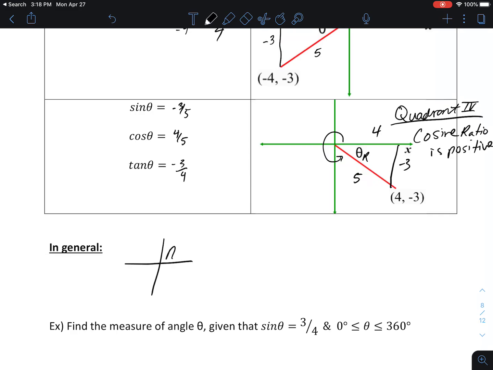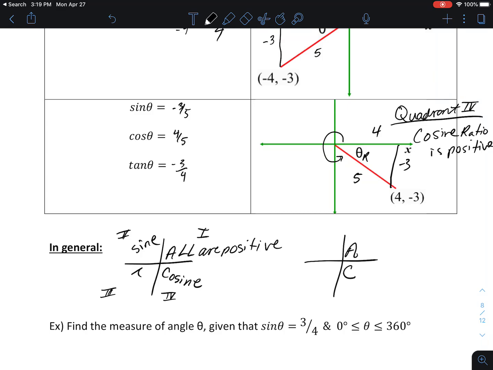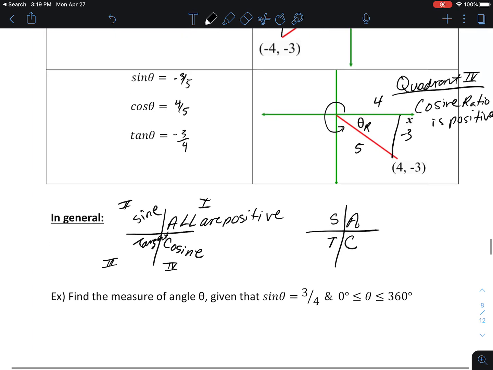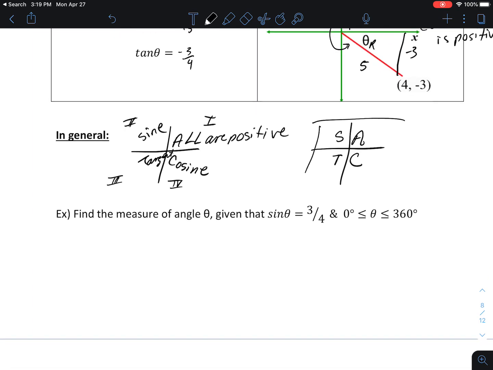So in general, the cast rule says that in the quadrants, all are positive in quadrant 1. And then 2, 3, and 4, it was sine over here, cosine, and here tangent. So you can see that C-A-S-T. Okay, so that's where the word cast comes from as we go around the quadrants. So here tangent.